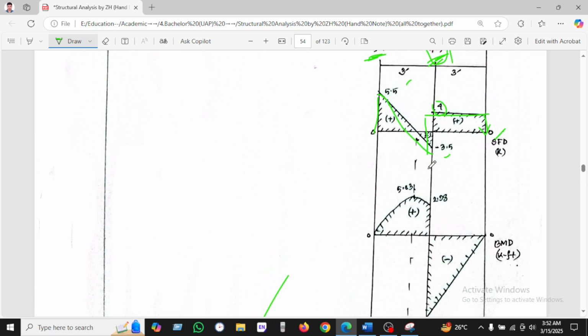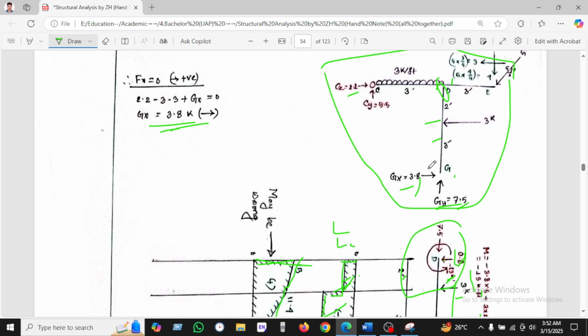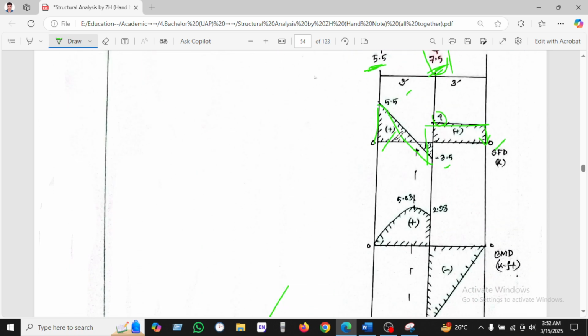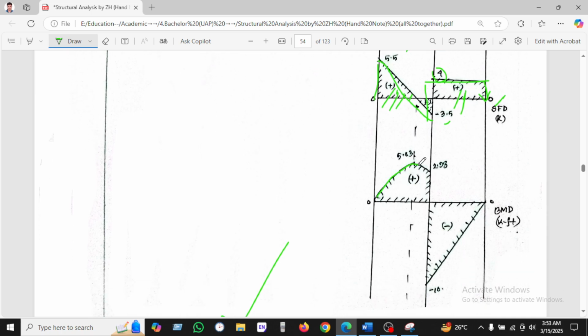After finding this value, we'll sum up this portion here, and draw the bending moment also.